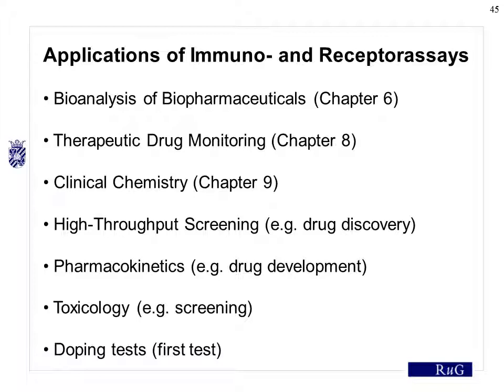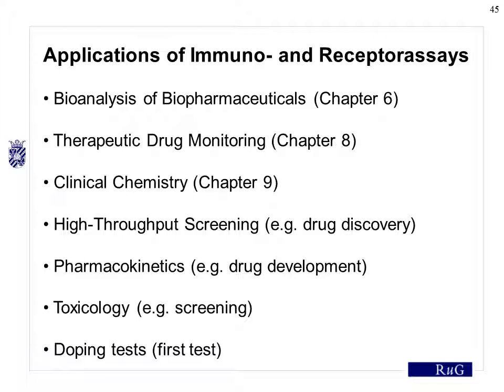But the application of ligand binding assays goes much further. Industry uses them for high-throughput screening in the drug discovery field. Here the mix and measure homogeneous assays are very popular because they can be easily automated and put on large robotic platforms. The pharmacokinetics already mentioned above are important in drug development to see what the half-life of a drug is, how fast it is metabolized.